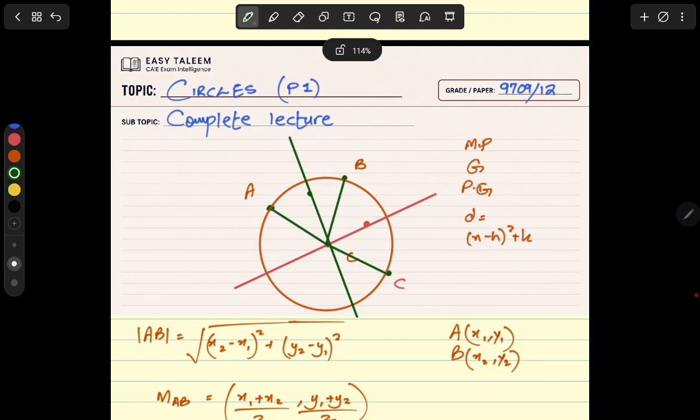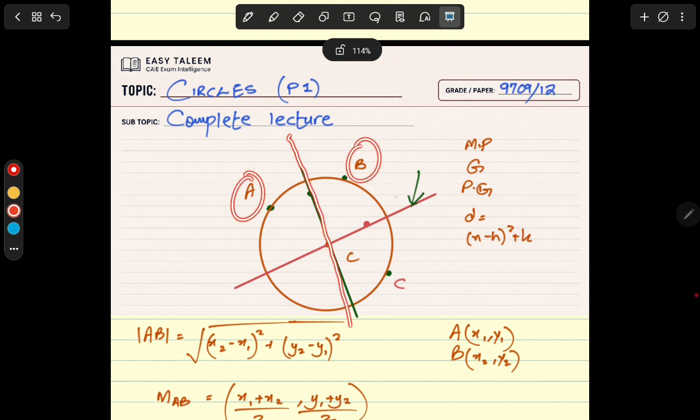Why? Because you formed the perpendicular bisector of BC. This one is the perpendicular bisector of BC. So every point on the pink line is going to be equidistant from B and C. So all of these highlighted points here are equidistant from B and C, right? Now all the points on this green one are also going to be equidistant from A and B.